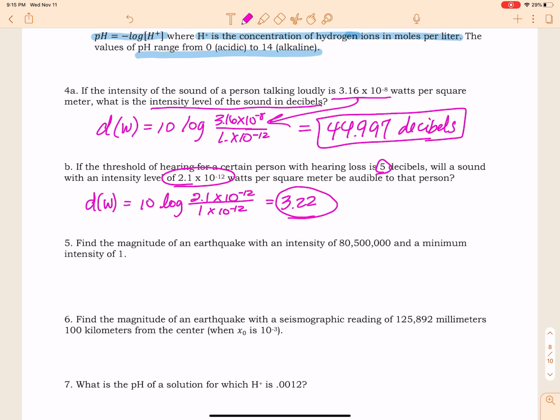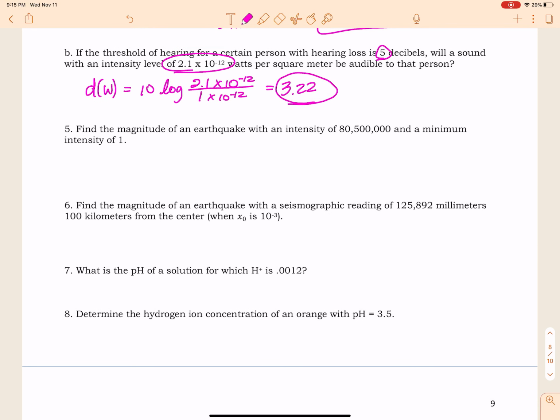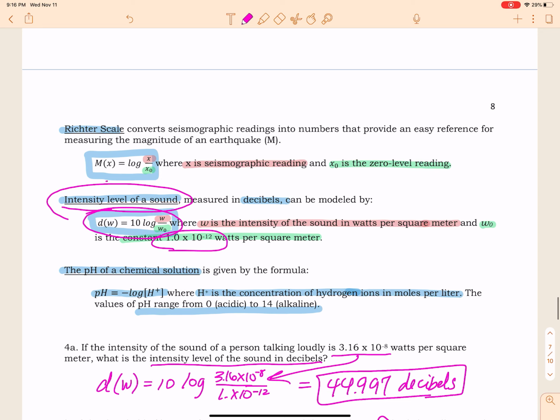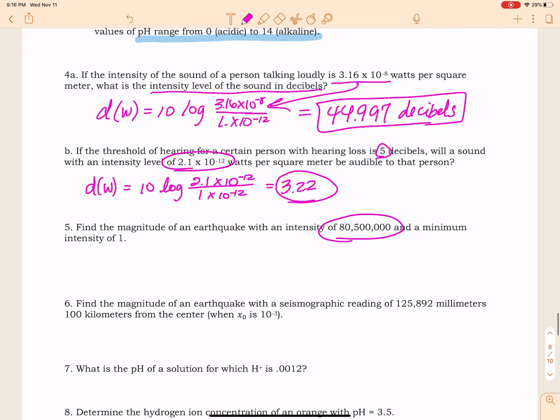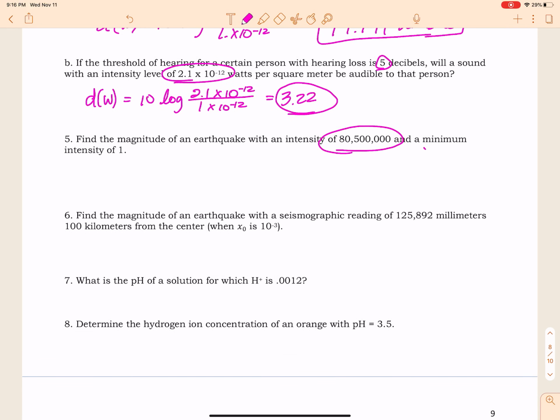All right, so now let's go to number 5. Find the magnitude of an earthquake with this intensity and a minimum intensity of 1. All right, let's look up here at our Richter scale equation. Remember, the numerator is your seismographic reading, and the denominator is the 0 level reading. So that means the minimum, 0 level reading. So this is what this formula is going to look like. I'm going to take the log of this massive number over 1. Yes, it's that easy.